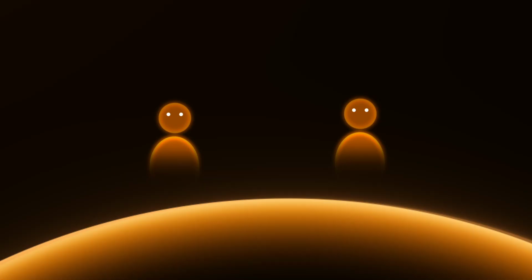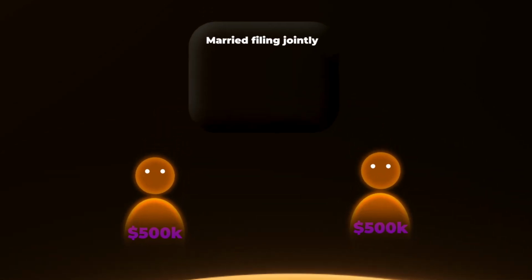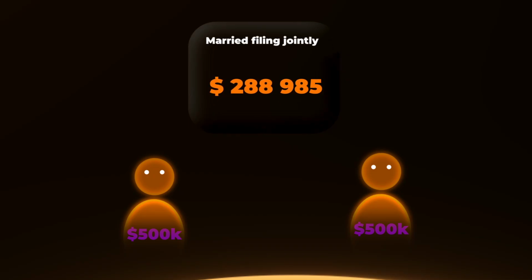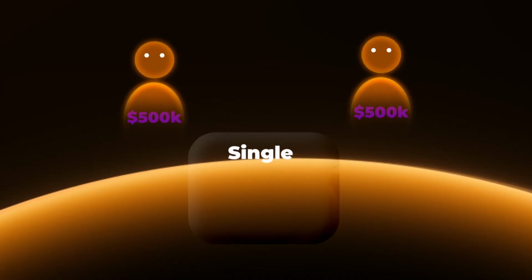As the most clear example of this phenomenon, imagine that both you and your spouse are making roughly $500,000 each. If you both filed together under married filing jointly, you would be owing about $289,000 in taxes. If you did that same thing and filed as single, then you would owe $282,000 in taxes.